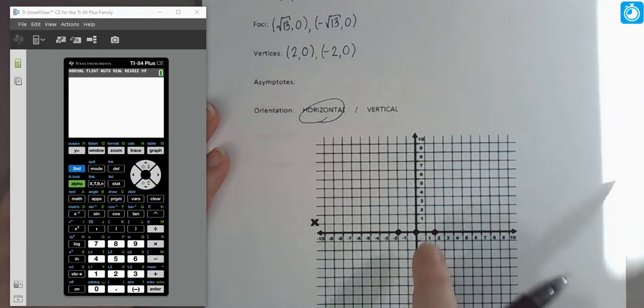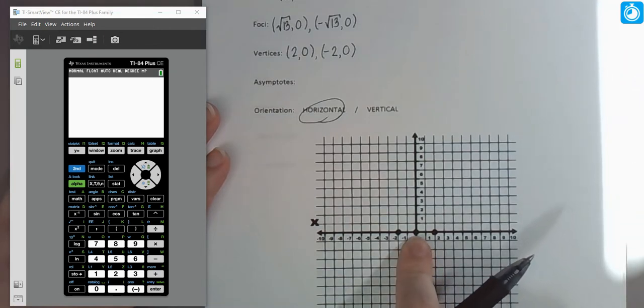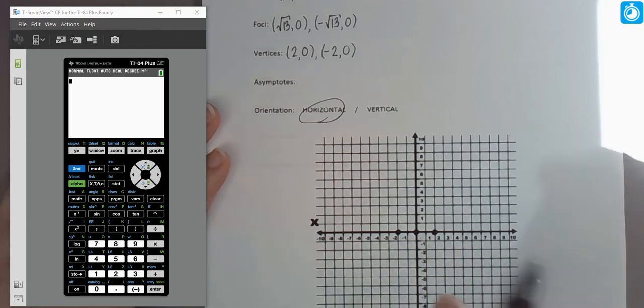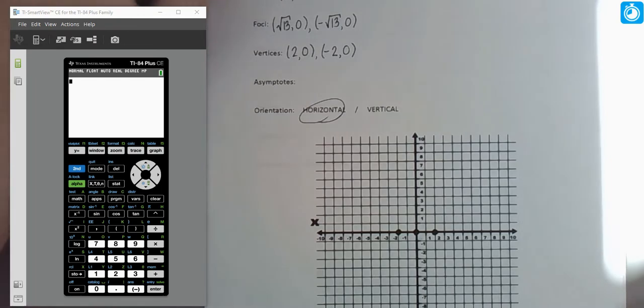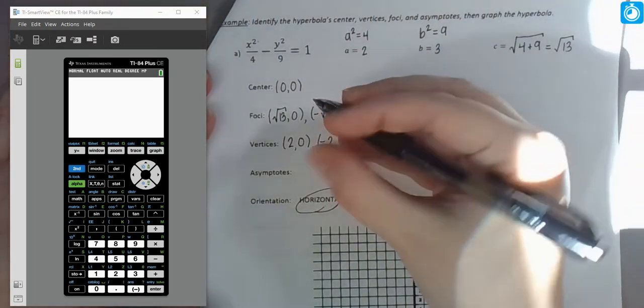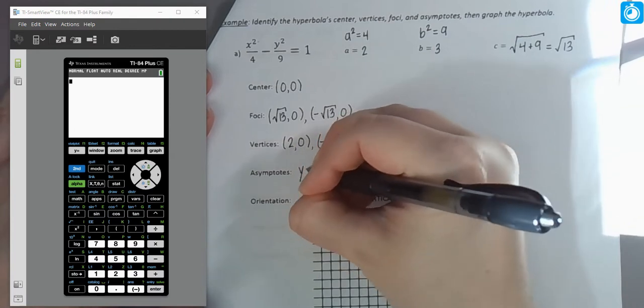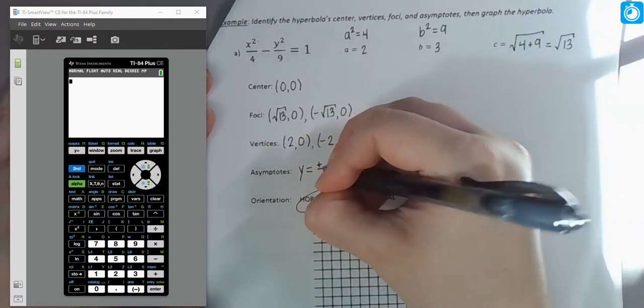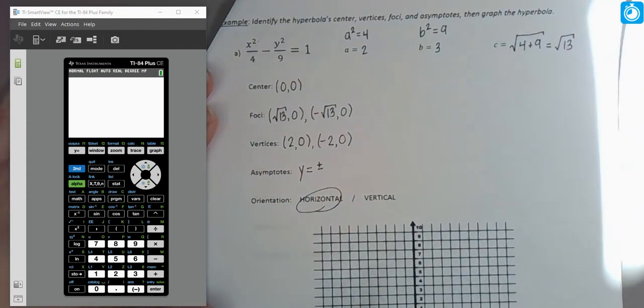There we go. So the center will not truly be on the branches of the graph. These 2 points will. So the question then is, how do we draw the branches accurately from there? That's where the asymptotes are going to come into play. So our asymptotes are going to be of the form y is equal to positive or negative. Now we need to decide how we're going to orient these two values.